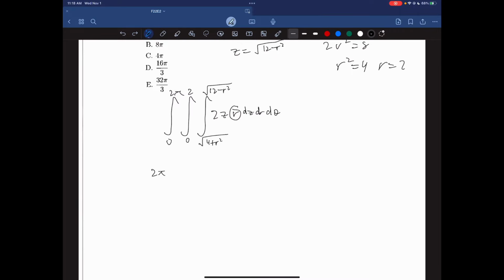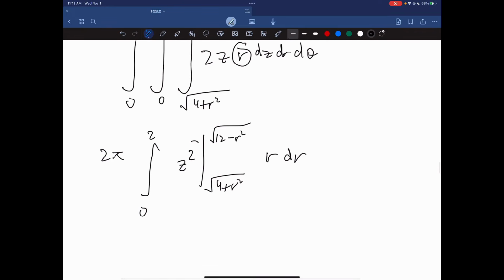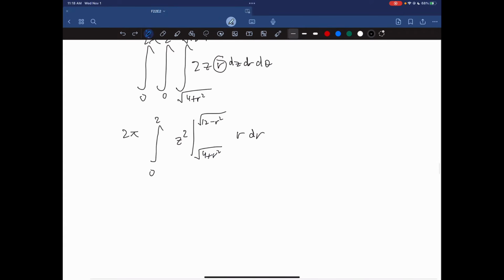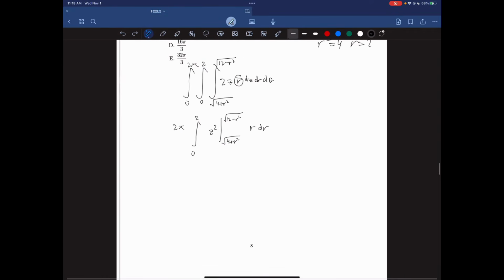Leaving r on its own, I'm just going to do the integral with respect to z, and you'll see why in a second. So we're still going to have 0 to 2. Integral of 2z is just z squared, and we need to evaluate that at 12 minus r squared, and 4 plus r squared. This is still r dr, and the squared is going to be very nice to cancel out all these disgusting square roots.